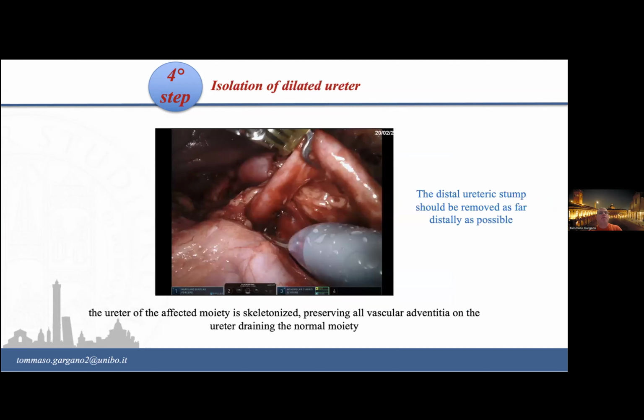The dilated ureter of the affected moiety is skeletonized, preserving the whole vascular adventitia on the ureter draining the normal moiety. And the distal ureteric stump should be removed as far distally as possible. But as we saw this morning in the wonderful presentation of Professor Philippe, Professor Patkowski, and so on.